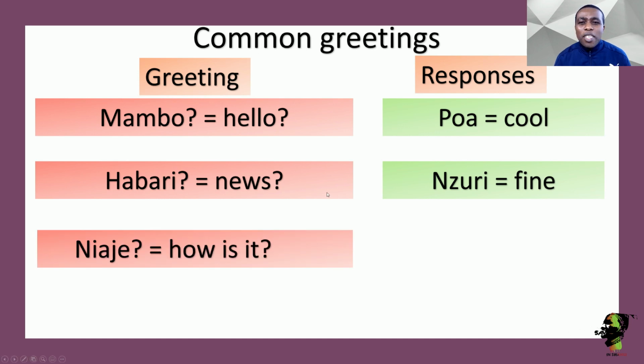This is another common greeting, especially in Kenya, which is a very cool greeting to say in Kiswahili. Niaje? Poa. I'm cool. So you can see the word poa has been used a lot, but also we have the word nzuri in Kiswahili. Well done. So those are very common greetings in Kiswahili. Let's have a look at them again. Mambo. Poa. Habari. Nzuri. Niaje. Poa. Well done.